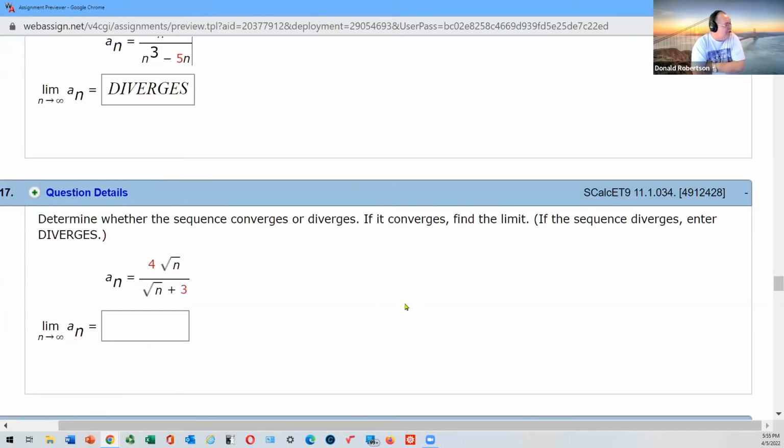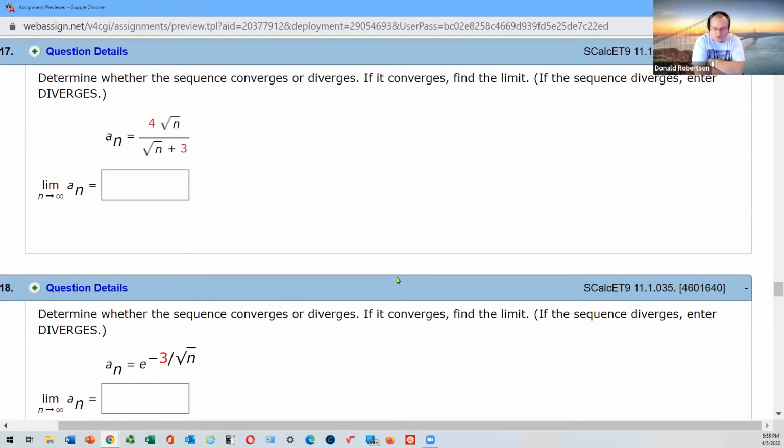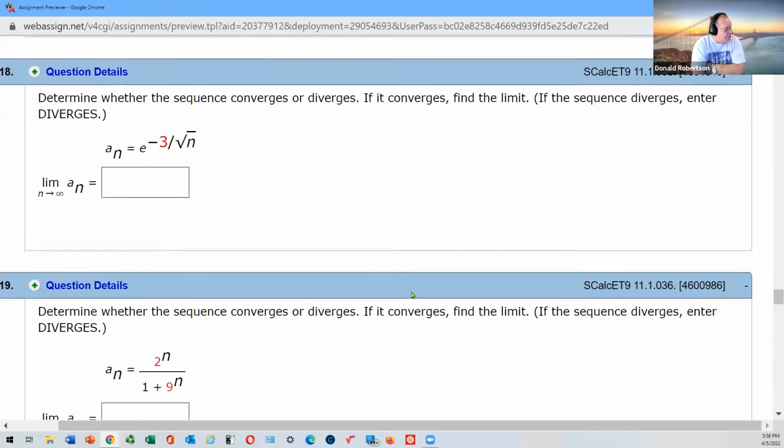Oh, I like this one. Couldn't you divide the top and bottom by square root of n? Indeed, that's a version you can do. Yeah. Wouldn't the answer be 4? That would end up becoming 4, I would assume. It would be. You're right.